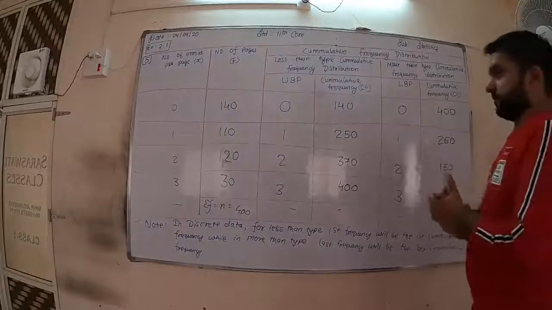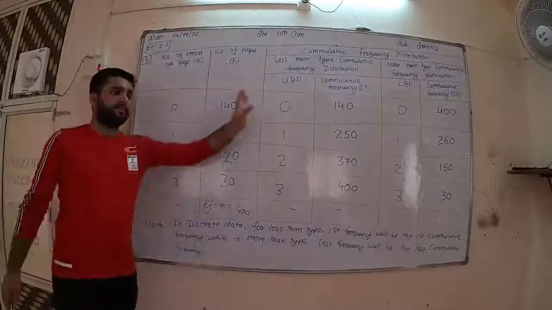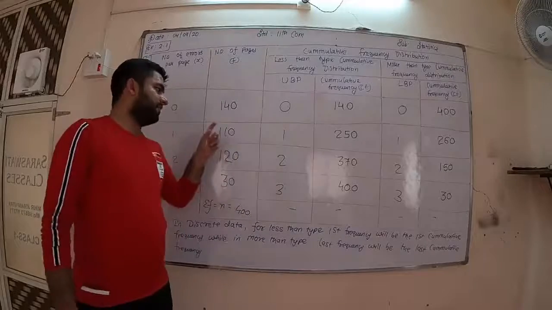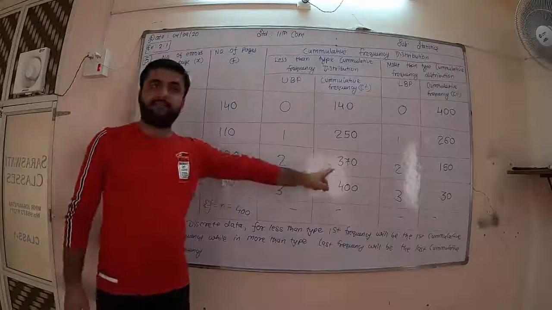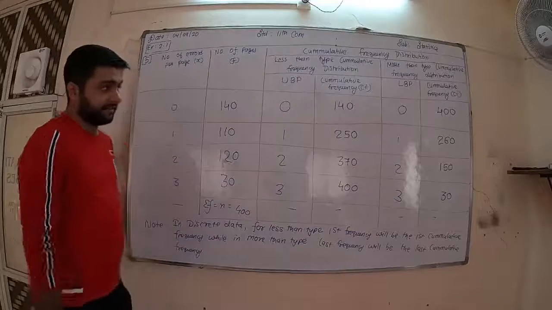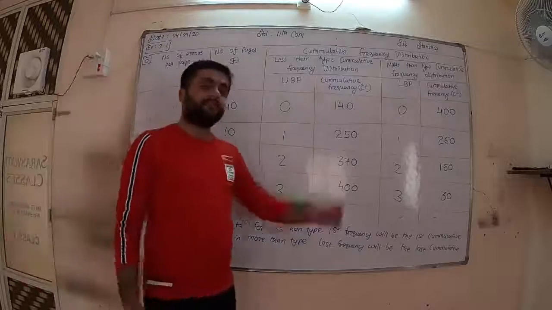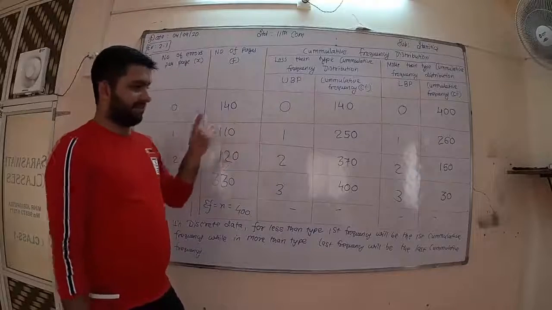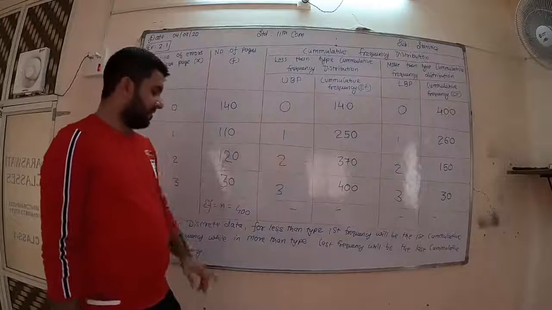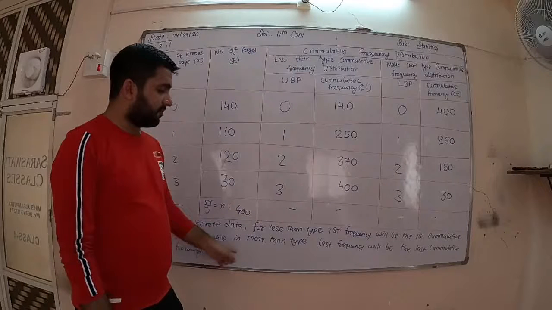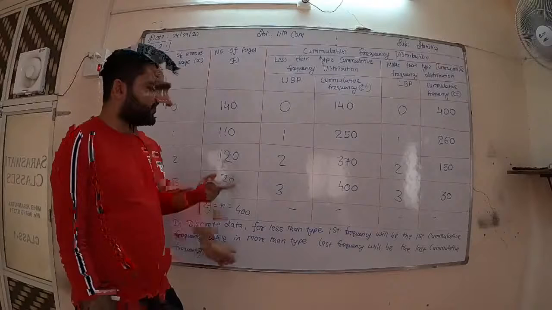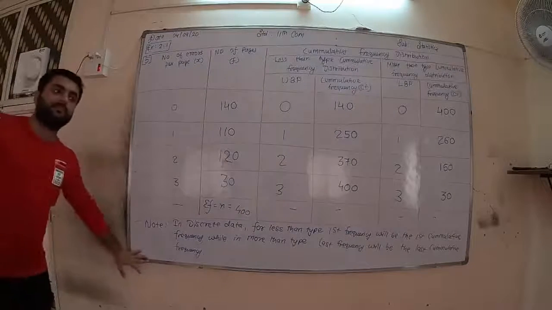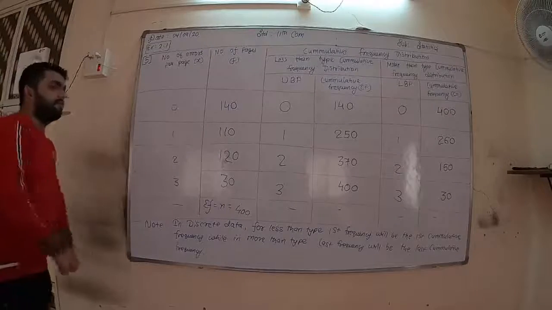Now, once more, in discrete data, start with the first frequency. So, first frequency for less than type will be the first cumulative. Then we are adding 140 plus 110 is 250, 250 plus 120 is 370, 370 plus 30 is 400. Then, next, for the more than type, again we are starting with the total 400, we are subtracting: 400 minus 140, 260. 260 minus 110, 150. 150 minus 120, 30. So the last will not be 0. That is the thing to understand. You may write this sum and you may write this note after it. Okay friends. Now moving forward to the next.